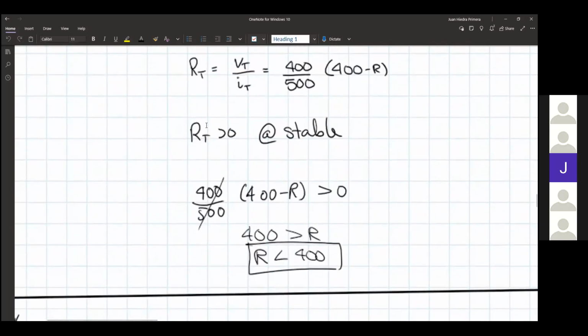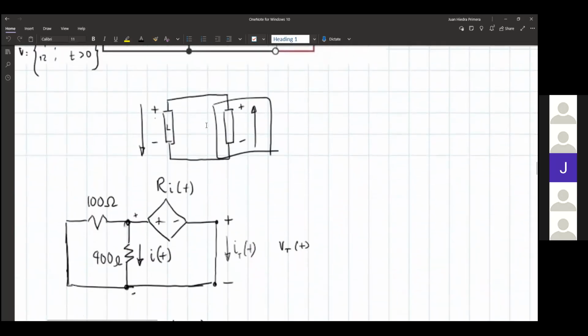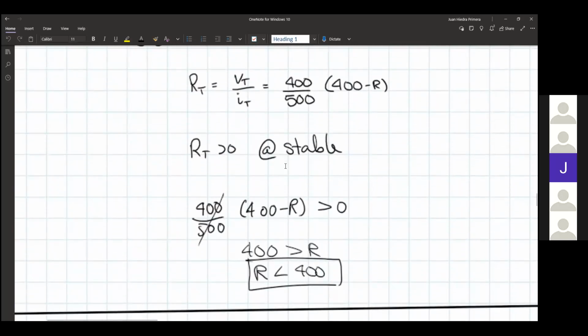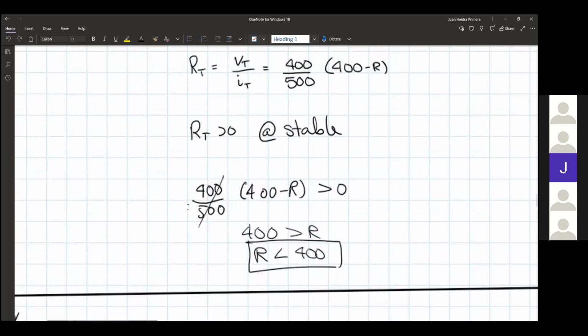In order to make the circuit stable, the Thevenin resistance has to be greater than 0. You determine that by finding how you would get the current to be flowing in the proper direction. You can cancel this out since you have a constant of 0 on the other side. And now what you're trying to find is what value R has to be greater or lesser than. In this scenario, R has to be less than 400.